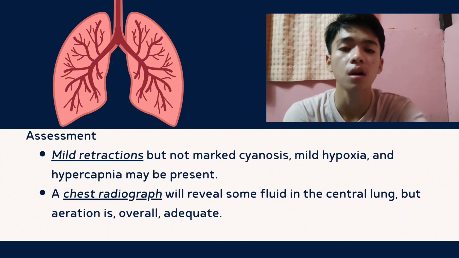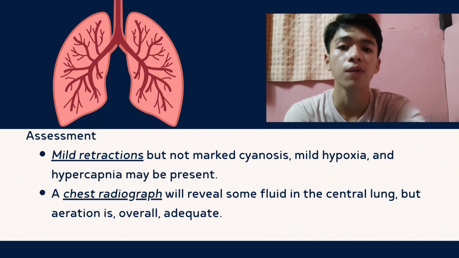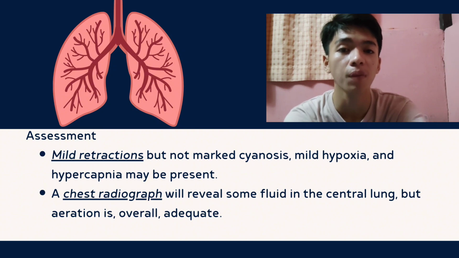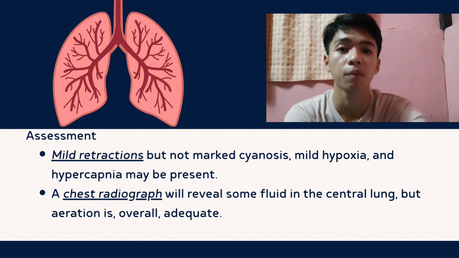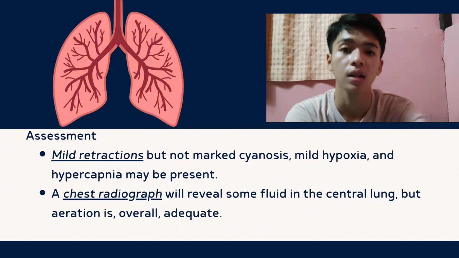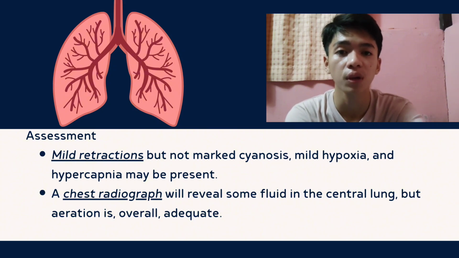In the assessment of an infant who is having transient tachypnea of the newborn, the infant will show the following: mild retractions but not marked cyanosis, mild hypoxia or low level of oxygen, and hypercapnia, or too much carbon dioxide in the blood, may be present. Feeding is difficult because the child cannot suck and breathe this rapidly at the same time. A chest radiograph will reveal some fluid in the central lung, but aeration is overall adequate.